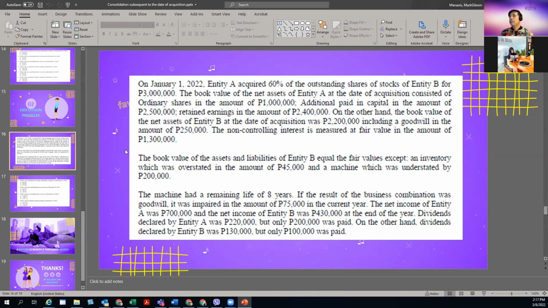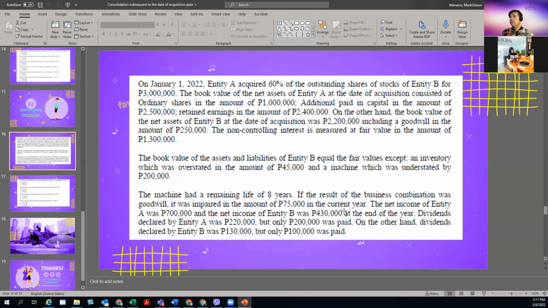The book value of the assets and liabilities of Entity B equal the fair values except an inventory was overstated. Yan na. And the machine was understated by 200,000. The machine had a remaining useful life of 8 years. If the result of the business combination was a goodwill, it was impaired in the amount of 75,000 in the current year. Ayan, meron pang impairment.